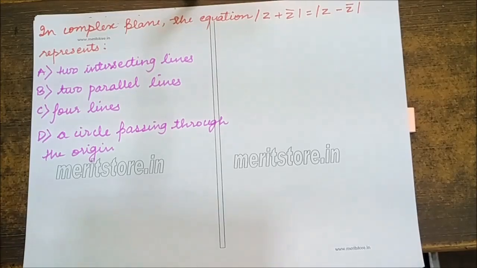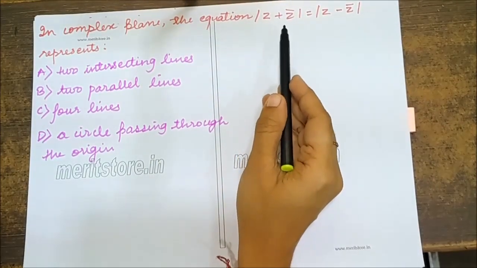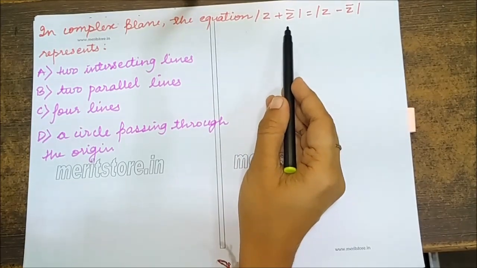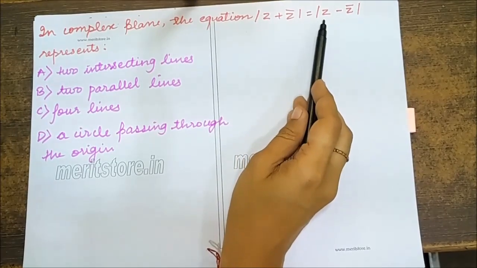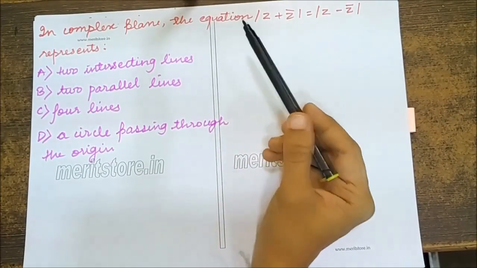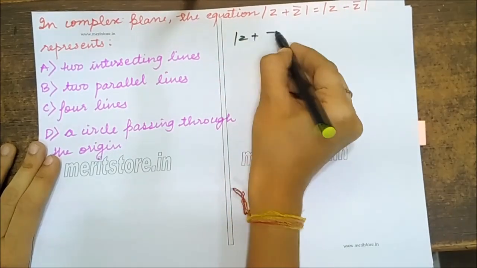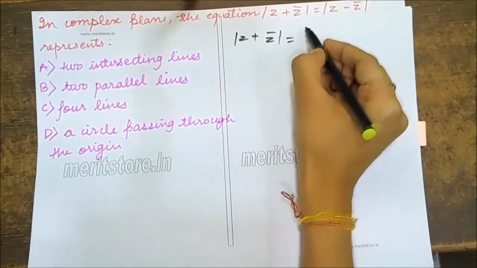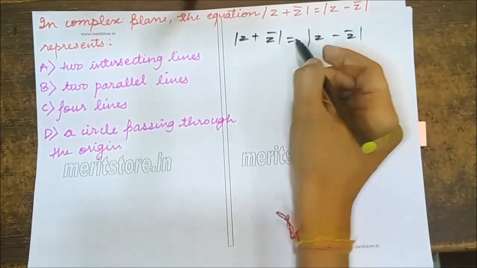The complex plane such that the equation modulus of z plus bar z is equal to z minus z1 represents: modulus of z plus bar z is equal to modulus of z minus conjugate of z.